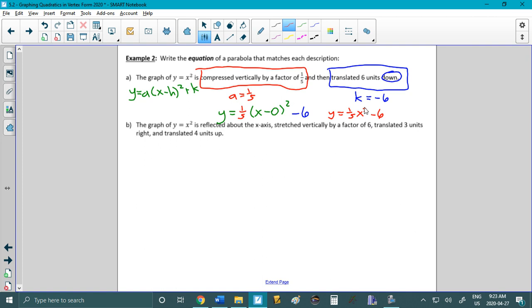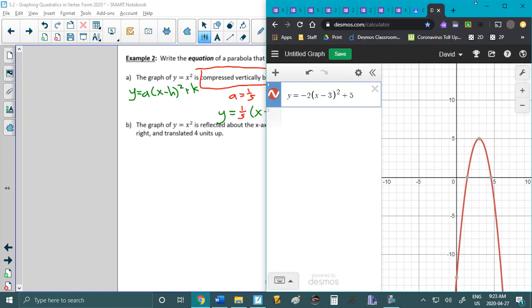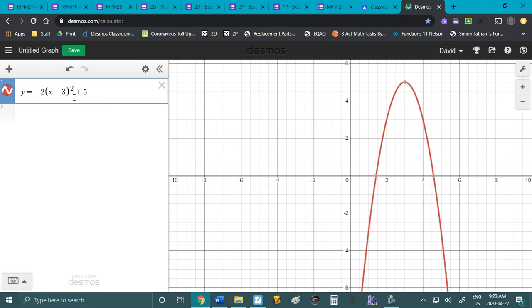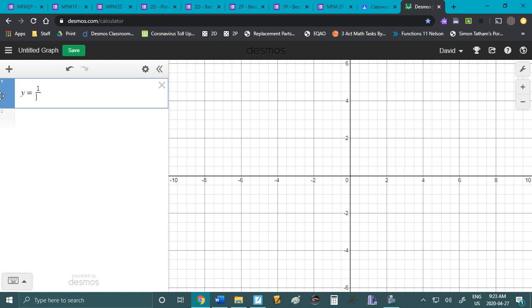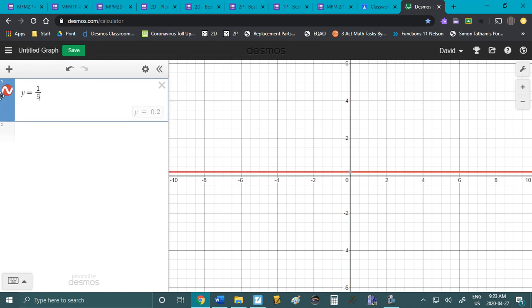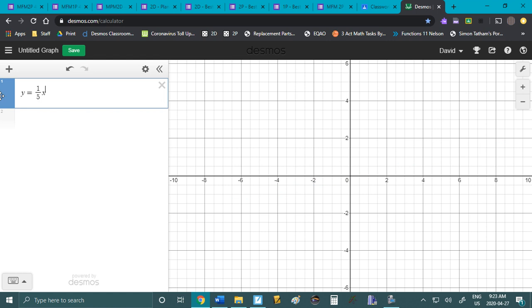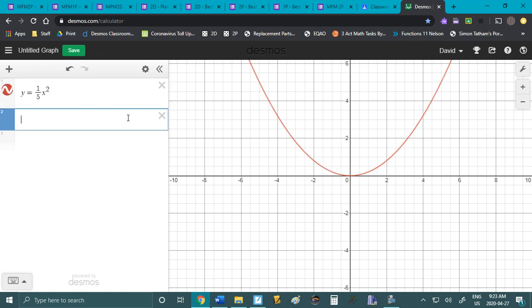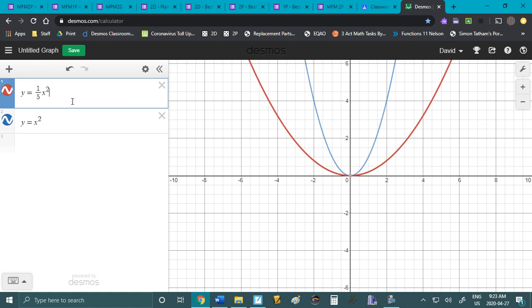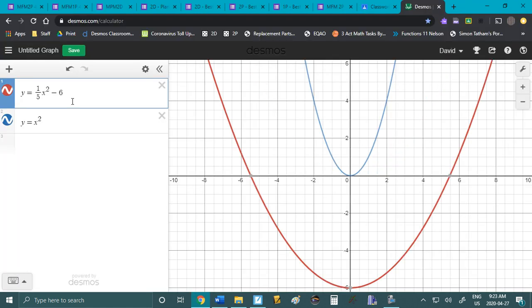So this should be a parabola that moves really slowly or is really fat. So y equals 1 over 5, and then you got to push over x squared. So there it is. Let me compare it to x squared. It's a lot fatter, this red one, but it hasn't been shifted yet. So then we say -6. And there it is. It's fat and it's been moved down.